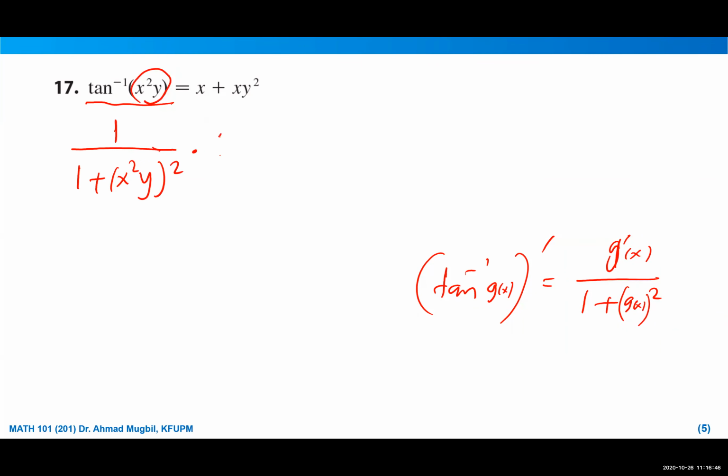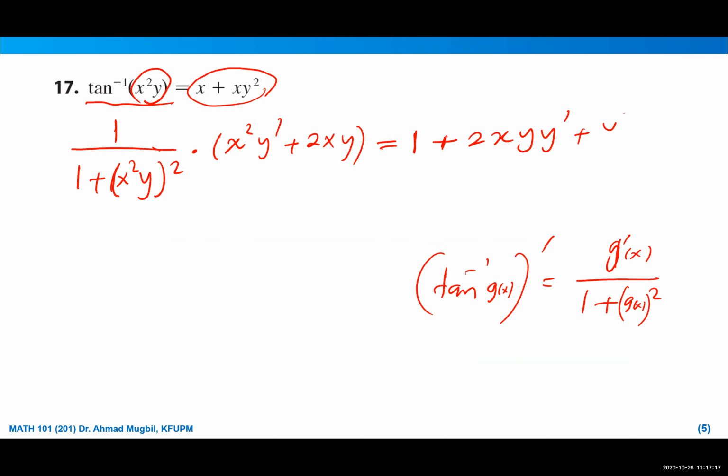What is the derivative of x squared y? The derivative is x squared y prime plus 2xy. That's it. You can write it here in the denominator if you want. Now this will be equal to the derivative of this side. So the derivative of x is what? 1. The derivative of that one is x 2y y prime plus y squared.